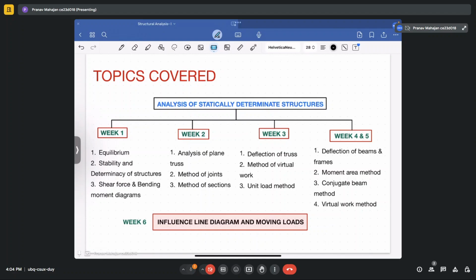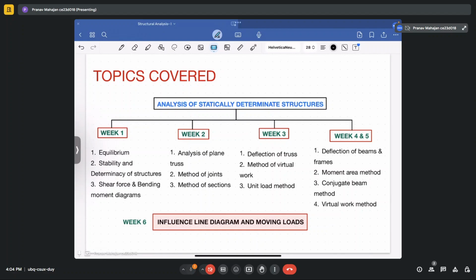Then we shifted from trusses to beams, and how we can calculate the deflection and slopes in beams and frames. We utilized the moment area method, the conjugate beam method, and the virtual work method to determine the deflection at a particular point in a beam or frame member. So this is what we have covered in the statically determinate structures.